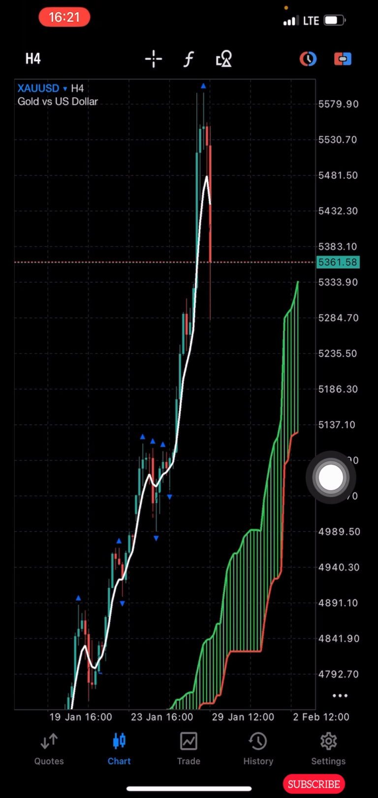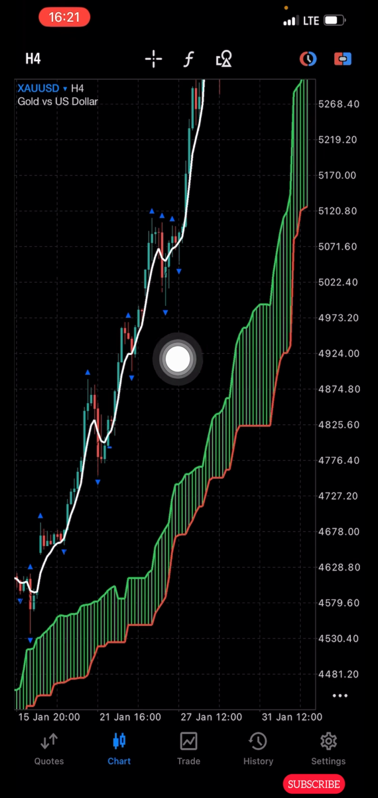The methods are many that you can use to get entry. You can use the breakout strategy, you can use the break and retest strategy. As far as you know where the trend is heading to, you can use any entry method with this strategy.